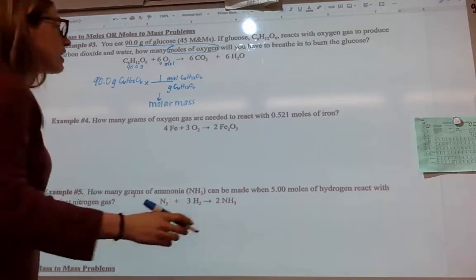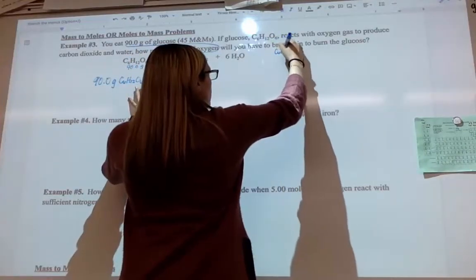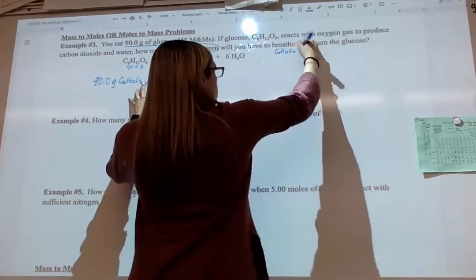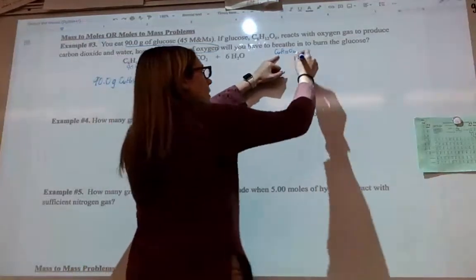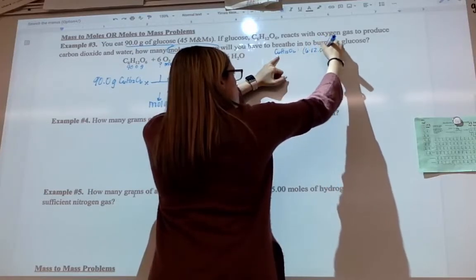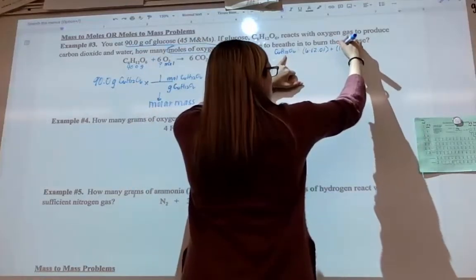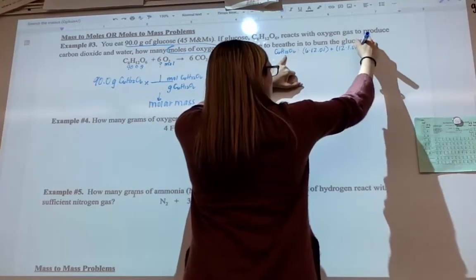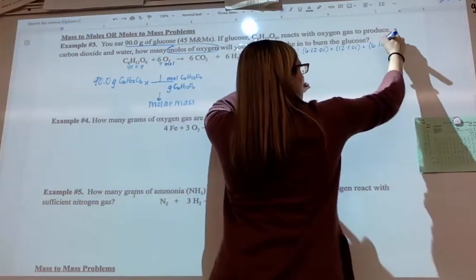Now, just a review of calculating molar mass, I'm going to do it up here so it's kind of out of the way. To calculate the molar mass of glucose, which is C6H12O6, to find the mass of 1 mole, you add up all the masses from the periodic table. There are 6 carbons. So 6 times 12.01 plus there are 12 hydrogens. So 12 times 1.01. And there are 6 oxygens. 6 times 16.